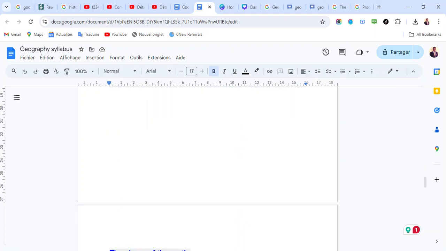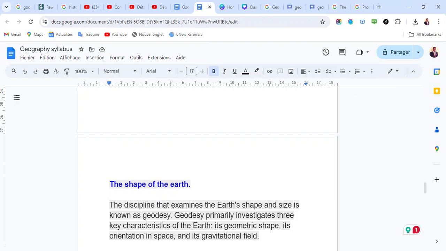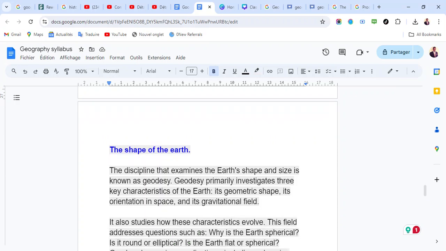So now let's look at the shape of the earth. Now I've seen the size. Now what is a shape? The discipline that examines the earth's shape and size is known as geodesy. They may ask you this in the exam: what is the discipline that examines the shape and size of the earth? So this is the name, geodesy.